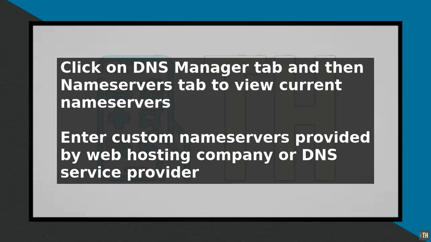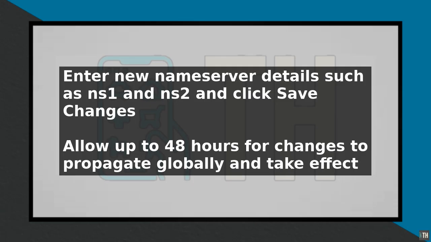Once you have entered the new nameserver details, click on the Save Changes button to apply the updates. It can take up to 48 hours for the changes to propagate globally. Although it often happens much faster, it is essential to note that changing nameservers will not affect your domain registration, but it will change where your domain is pointing in terms of DNS.